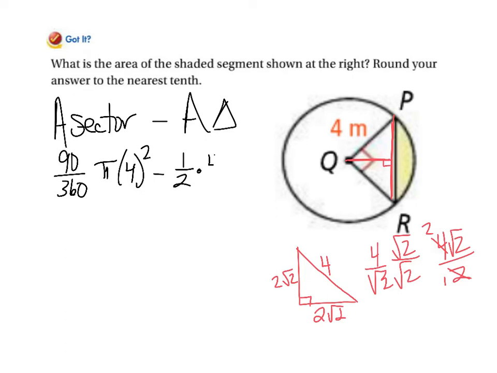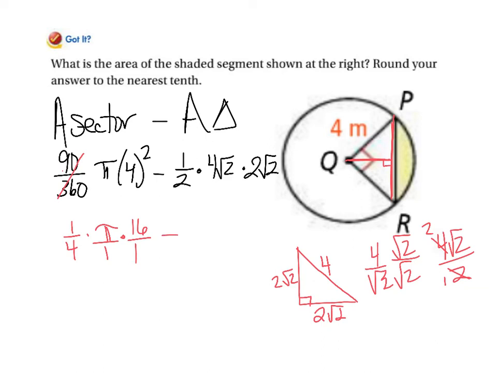The base was 4 root 2. Height was 2 root 2. Now let's clean this up and simplify. I know that 90 over 360 is going to reduce to a 1/4 times pi times 16. Just in case it asks you on your homework, I'll go ahead and do the reducing of the fraction. Otherwise, you can just type it into your calculator as is.